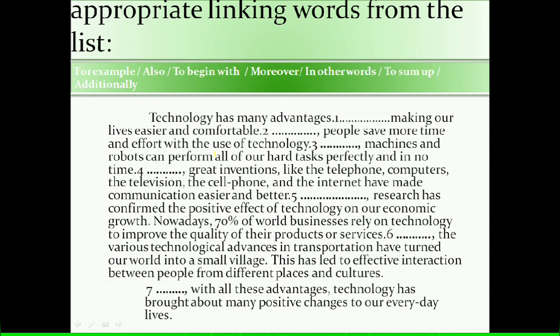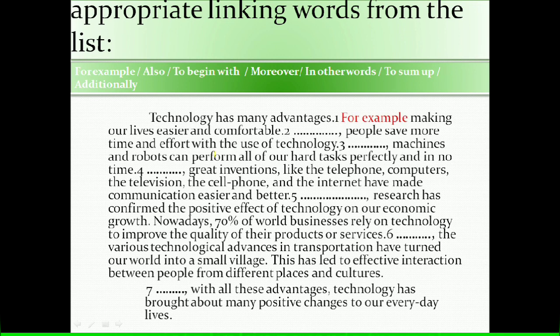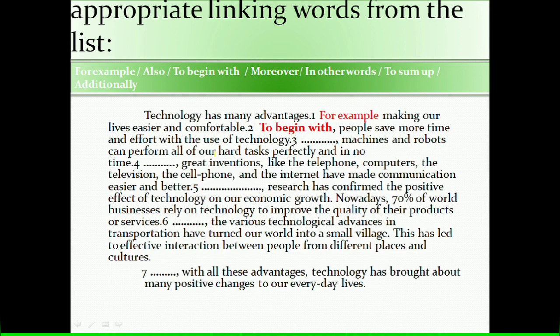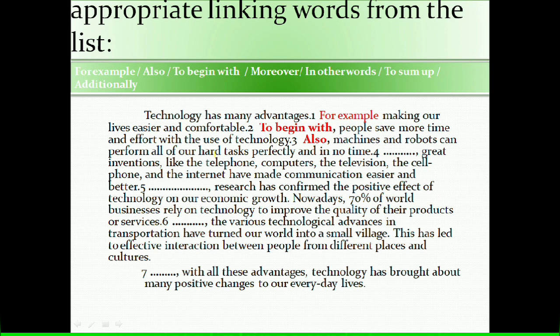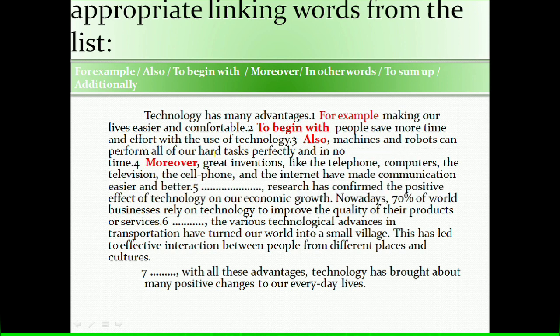Technology has many advantages, one, making our lives easier. Okay, so it's about sequencing. Let's see. For example, making our lives easier and comfortable. To begin with, people save more time and effort with the use of technology. Also, machines and robots can perform all our hard work just perfectly and in no time. Moreover, okay, great inventions like the telephone, computers.